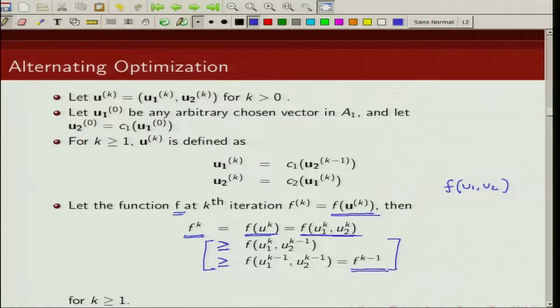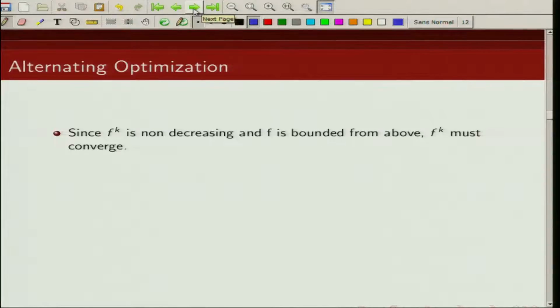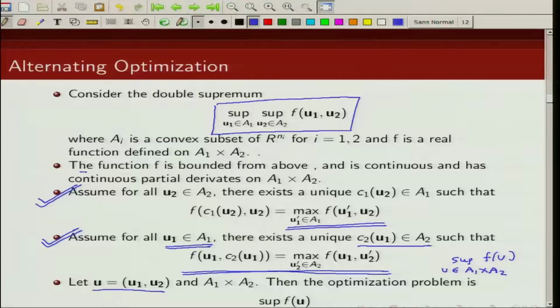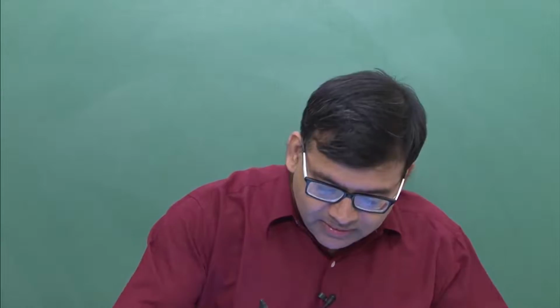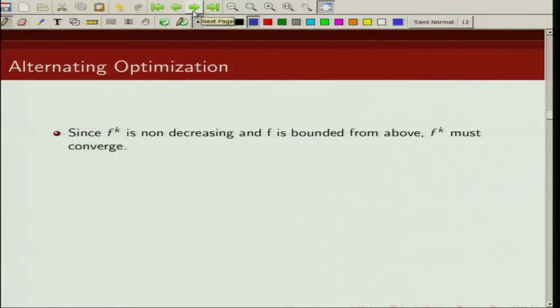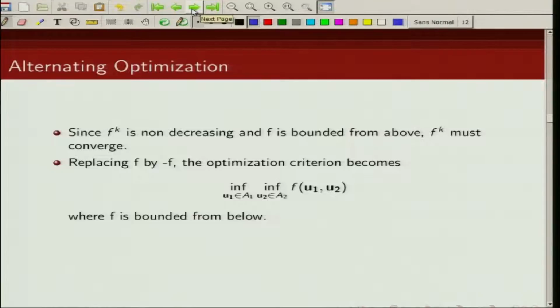So what we have shown then is that f of k, f as a function of k, is a non-decreasing function, and remember it is bounded from above. That was one of the properties of f. If you go back, this function f is bounded from above. So f of k is non-decreasing but bounded from above. What does that mean? It means that f of k must converge, must have a limit as k goes to very high. So f of k converges to some finite quantity.